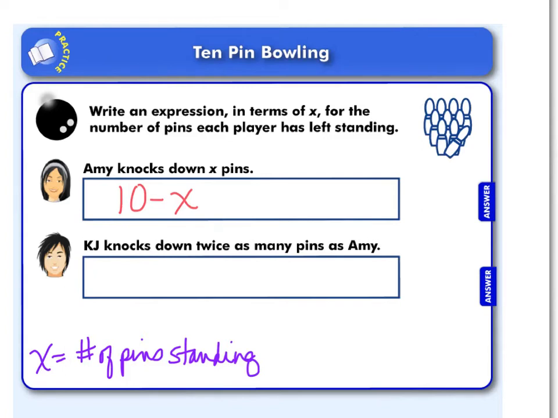The next one, KJ knocks down twice as many pins as Amy. Twice as many. So let's think about this. We know that Amy actually knocked down X pins, but KJ knocks down twice as many. So again, you start off with the 10 pins, but even though she knocked down X pins, he knocked down twice as many, 2 times X. And that's how many pins KJ knocked down.